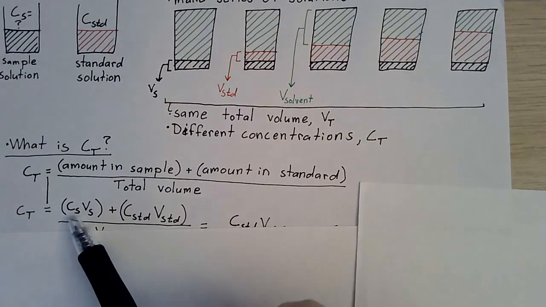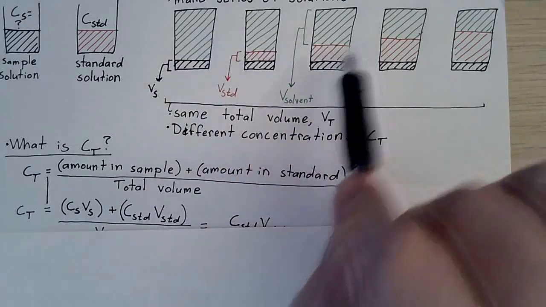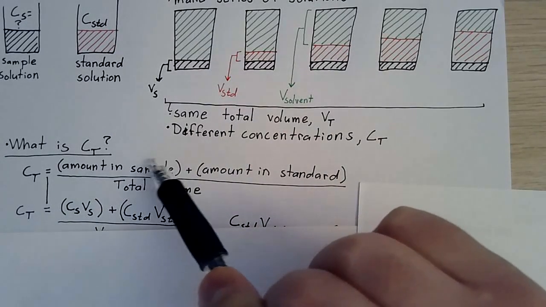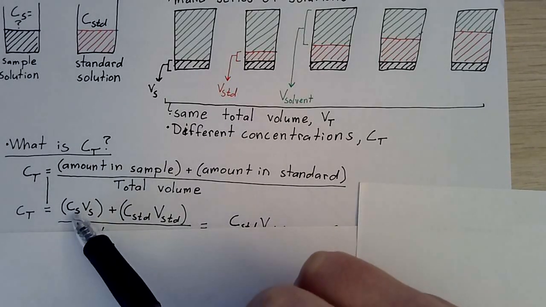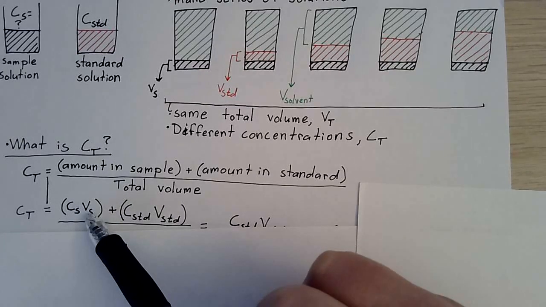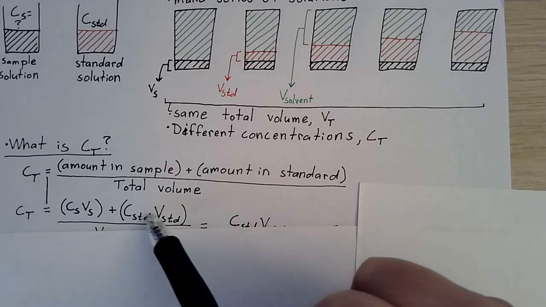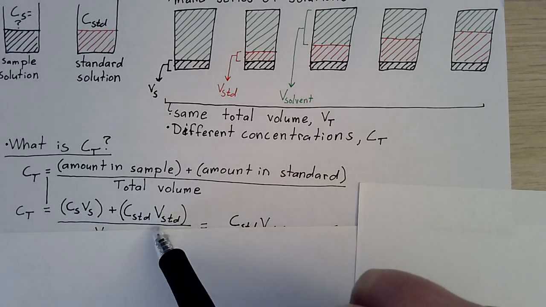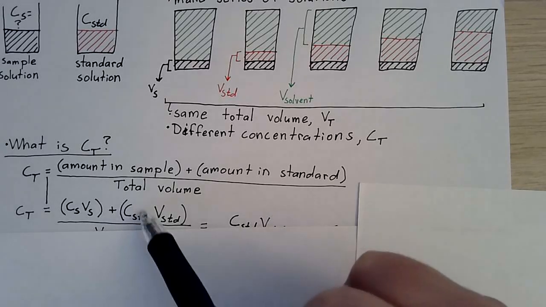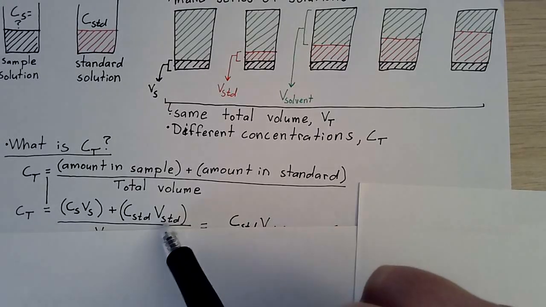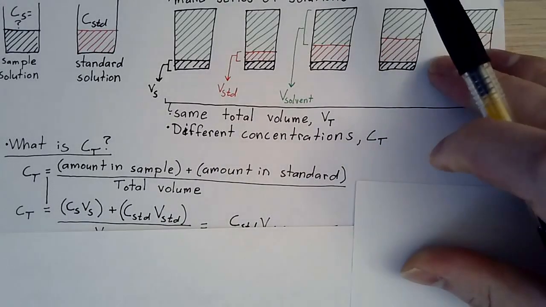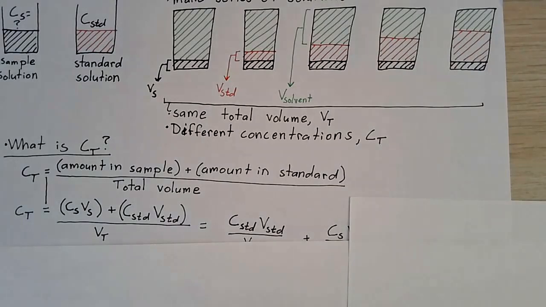The amount in each one of the containers up here that came from the sample is also the same, because the sample solution has this single concentration, CS, and we added the same volume, VS, to each one. But the amount that came from the standard will be different, because although the standard has the one concentration, we added different amounts of it, and so that's where the difference will be coming from. And then finally, we divide by the total volume, VT.